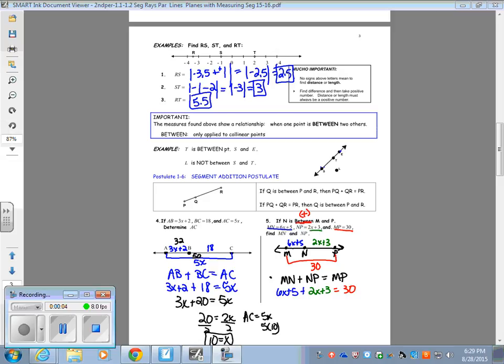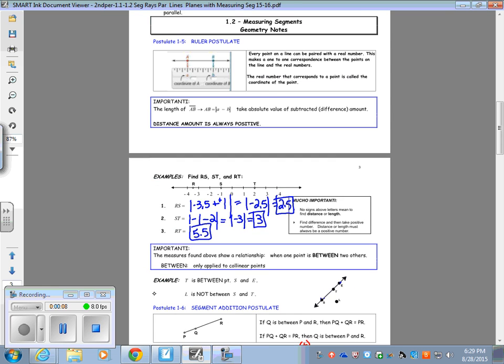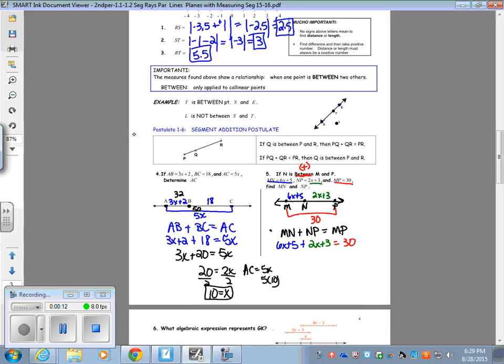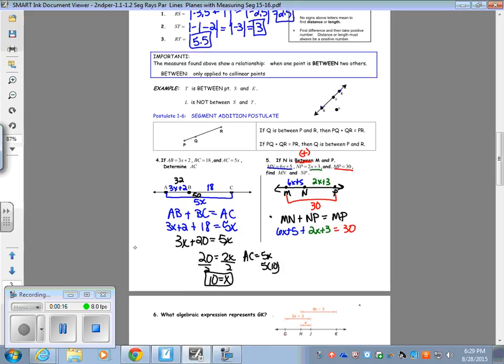Okay, this is where we left off. I asked you to do some problems, and then especially get the number line. We kind of had to finish that number line. We talked about between. It's important because whenever I see a point is between, we're going to use the segment addition, which basically means I'm going to do some type of adding.